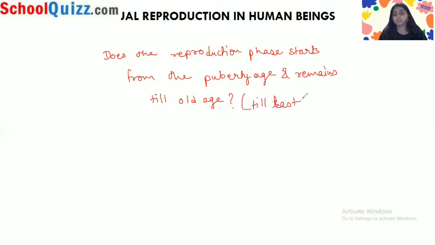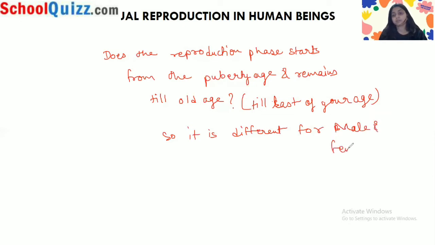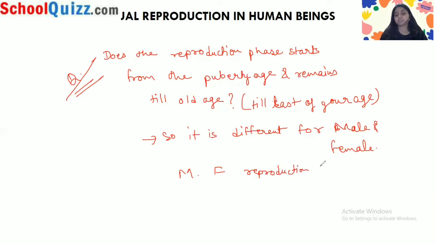So basically it is different for the boys and the girls. Okay. So it is different for boys and girls, or you can write here for male and female. Okay. So we will answer this question after we study or discuss the male reproductive organs, the female reproductive organs and the reproduction process. Okay. So we will discuss that reproduction process.